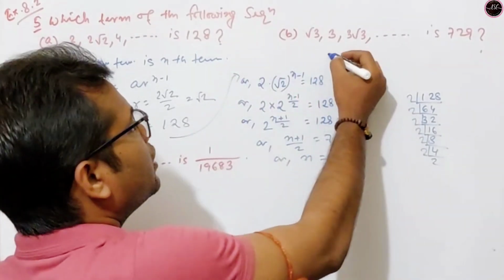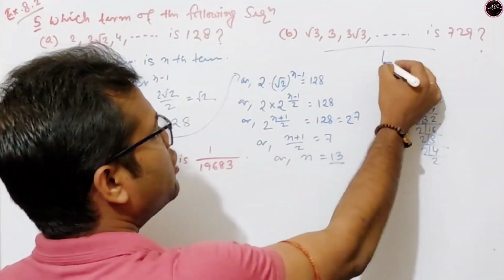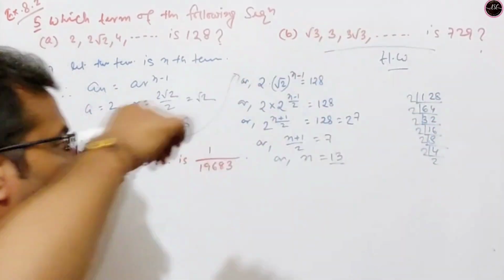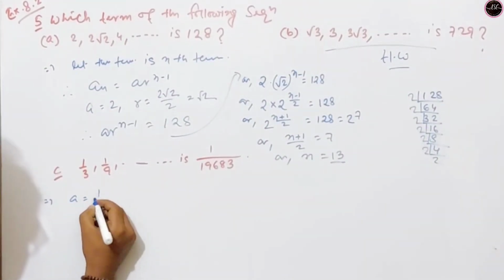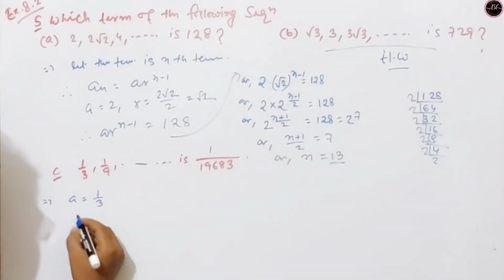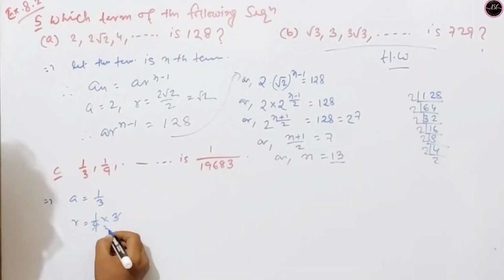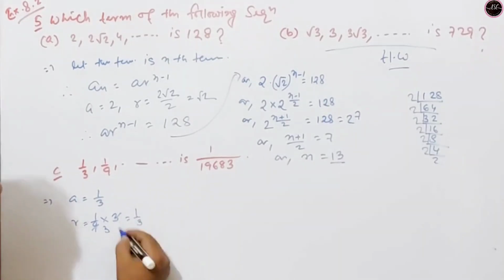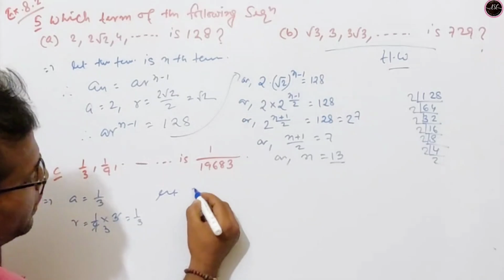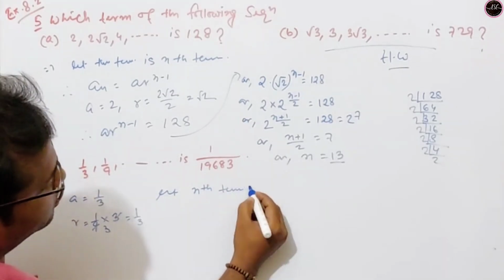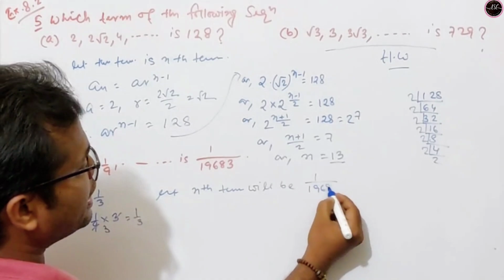Similarly, this also you can do at home. So this is your homework. Okay. Now I will do this. Here a = 1/3, that means the first term, and r = 1/9 into 3, that means 1/3. This is r, that means the common ratio. So let the nth term be 1 by 19683.